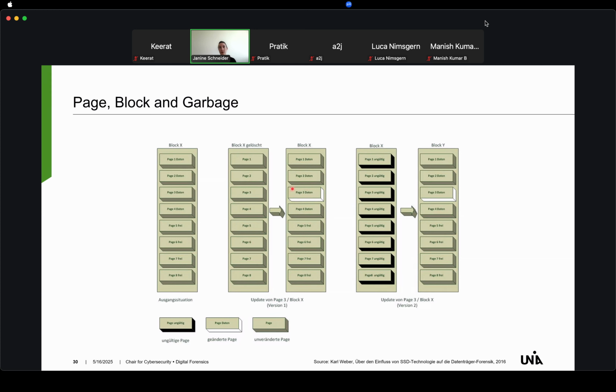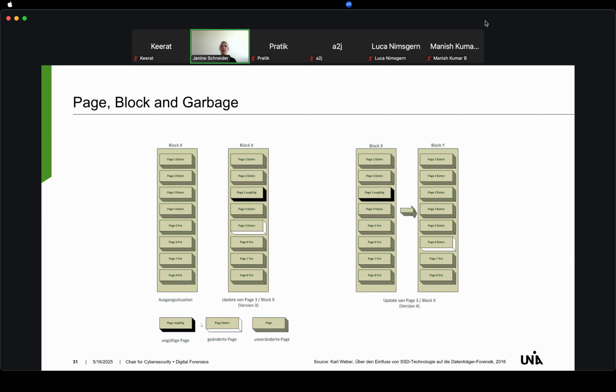That's the first strategy. The second strategy: we take the whole block. We still want to update page 3 here. We copy the block to the buffer and mark the block as invalid, and then we write the buffer data to another block, block Y. It has nothing to do with this block; it's a new block. We write the buffer data to this block, and while we do that, we update page 3. So this is strategy 2 to write page 3.